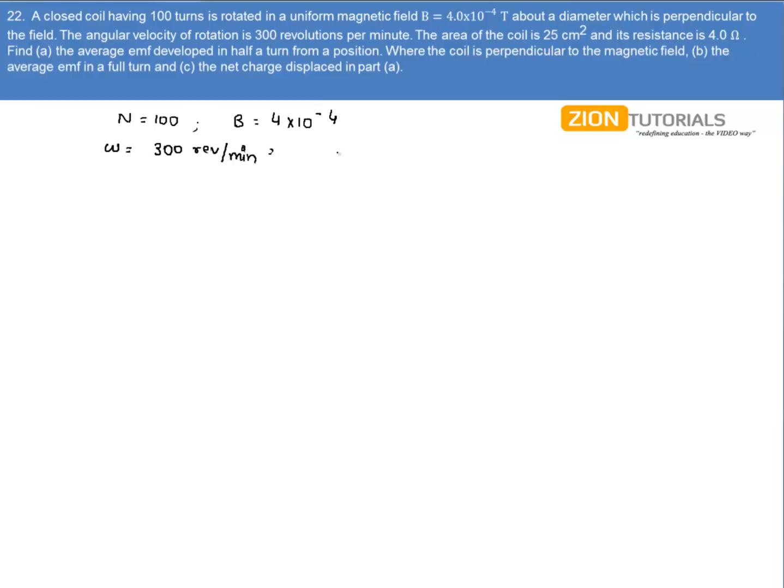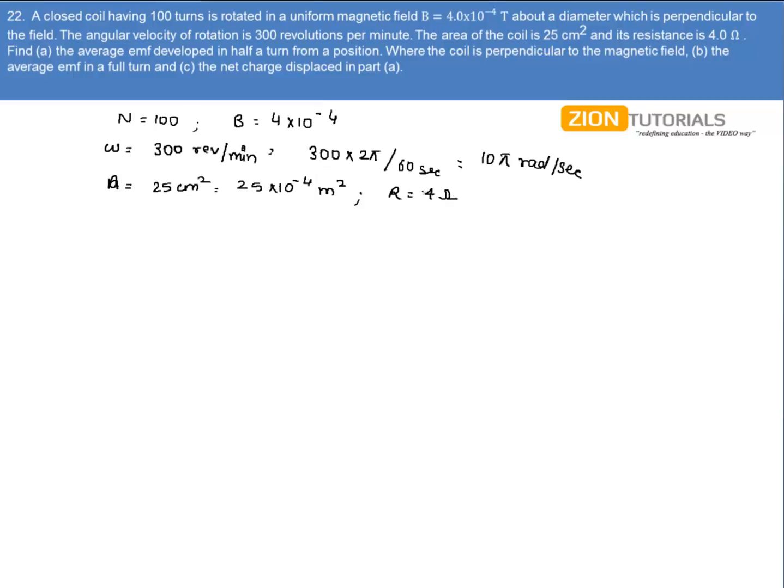Now converting it into radians, we have 1 revolution as 2 pi radian and 1 minute as 60 seconds. So we have omega as 10 pi radian per second. The area of the coil, that is capital A, is given as 25 centimeters square or 25 into 10 to the power minus 4 meter square, and the resistance of the coil is 4 ohm.